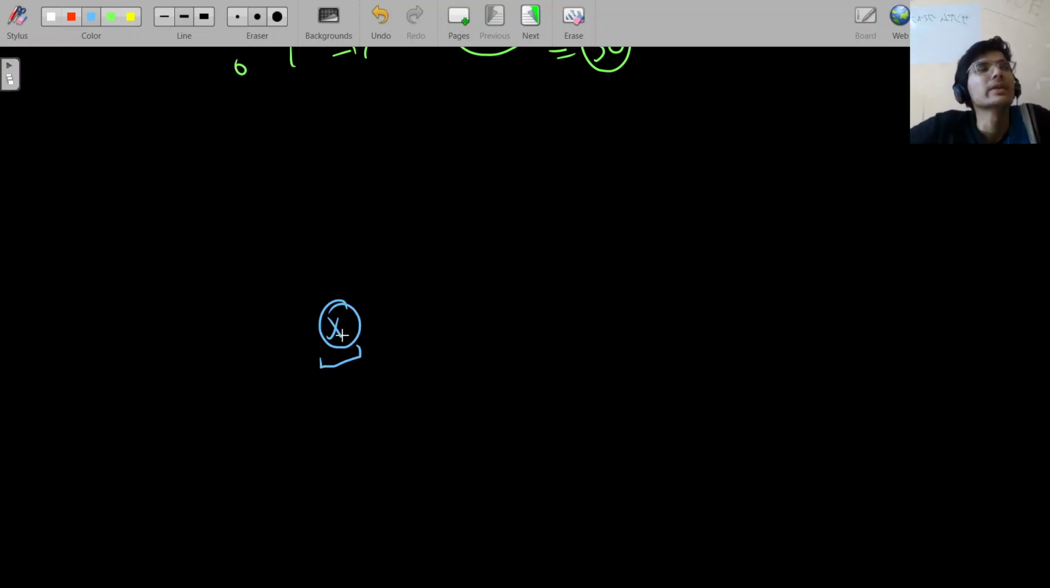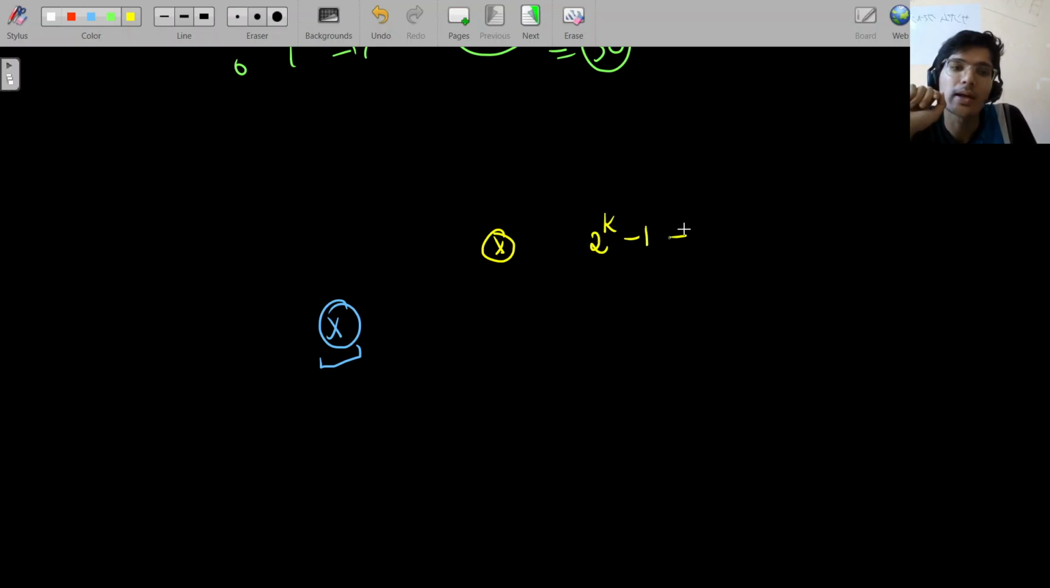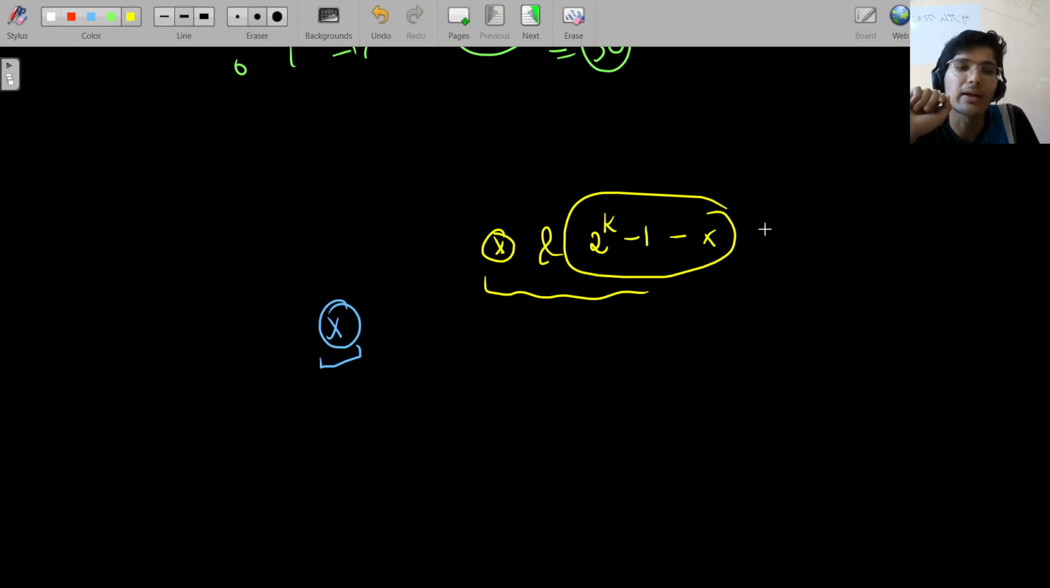Now here is a non-intuitive thing. I will tell you, try to think about it. Try to learn from this, so for next time you can do this. I will tell you a property: let's say there's X given. There's a property that 2 power k minus 1 minus x, these two, if you do an AND, will always be 0.